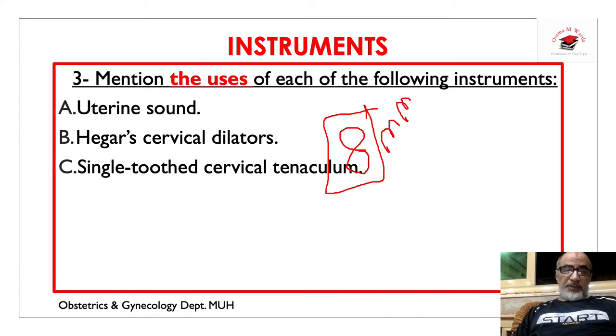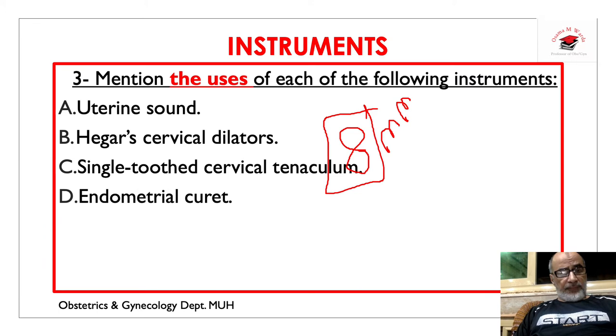Single-tooth cervical tenaculum: to stabilize the uterus and cervix during dilation or insertion of an intrauterine instrument or intrauterine IUD. Endometrial curette: to take a uterine endometrial biopsy.